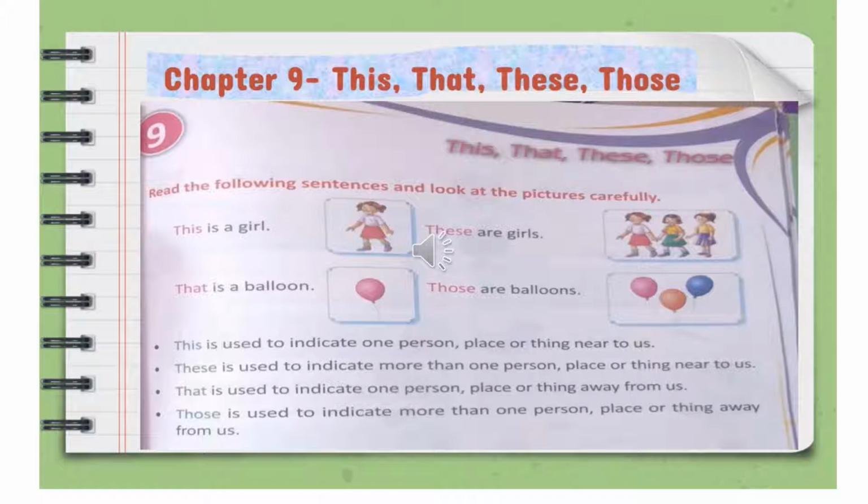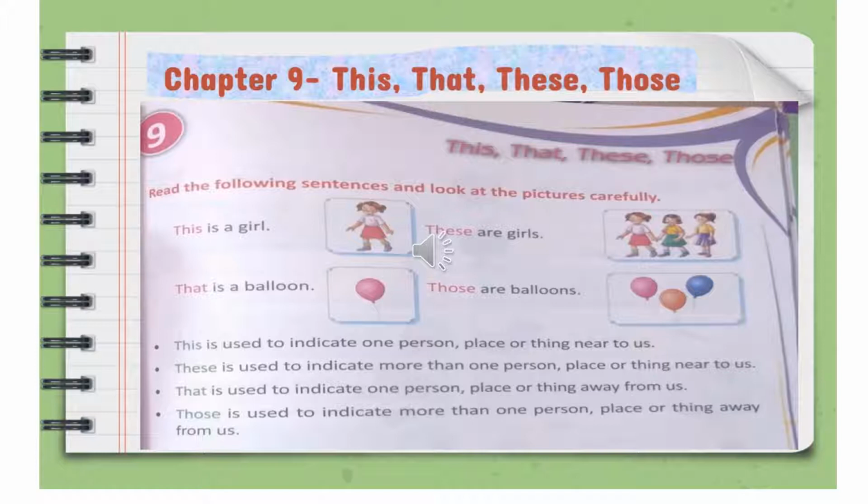This is used to indicate or point towards a person, place or thing which is near to us, closer to us. And these is used to indicate plural objects, persons more than one, or things more than one, near to us. Things which are near to us but plural in number, we use these for that.